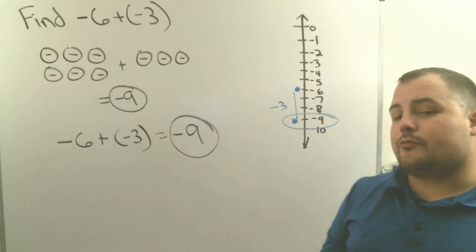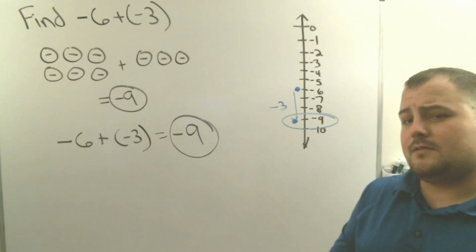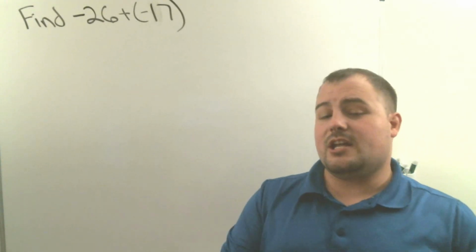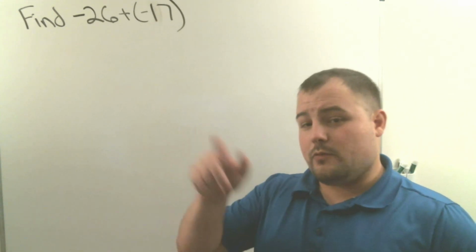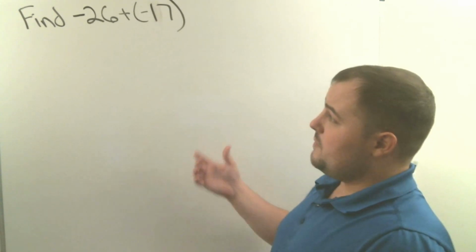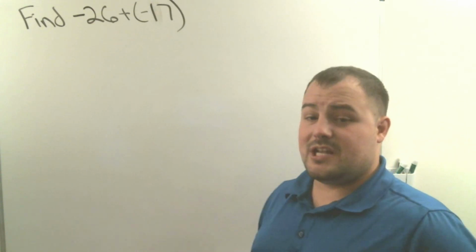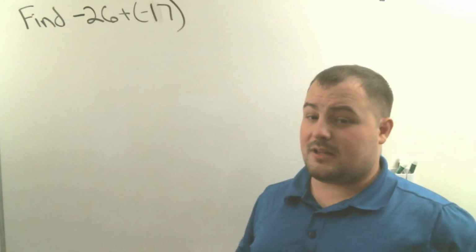So again, these are 3 different methods that you could do to figure out how to add 2 negatives. And we're going to practice with number counters in the classroom, so don't worry about that. So in this example, we're adding a negative 26 plus a negative 17. These are a little bit bigger, so if you were doing the counter method, it's going to be a lot of counters to make. We're going to have to make 26 negatives and 17 negatives. We could also do the number line, but it's going to be a really big number line to make.